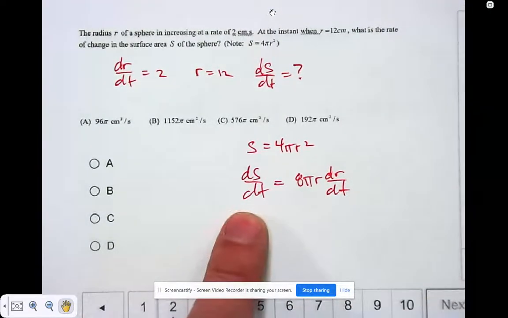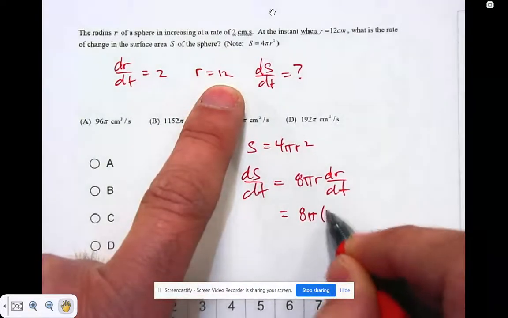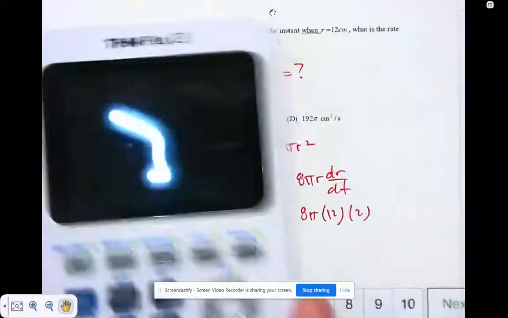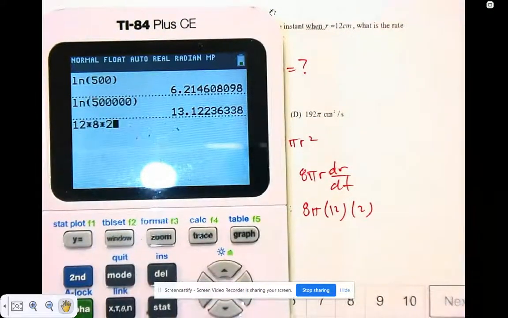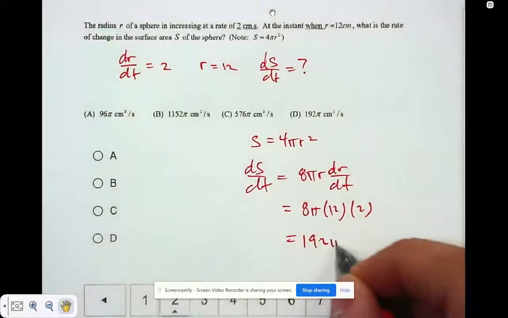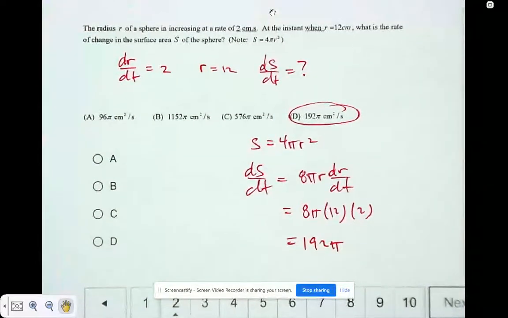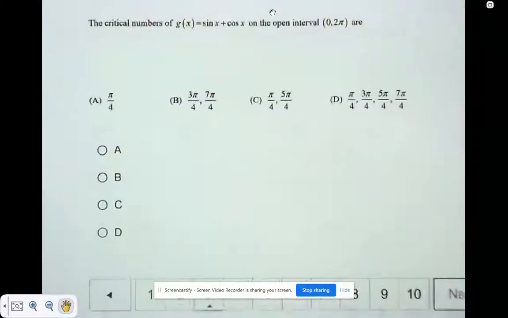We're looking for dS/dt. That's 8, that's pi. The radius they told us was 12. dr/dt was 2. 12 times 8 times 2, 192 pi. Okay, for an answer of D. All right, we're cruising.